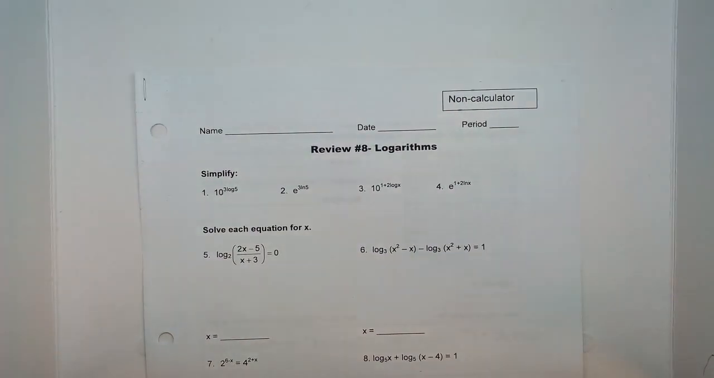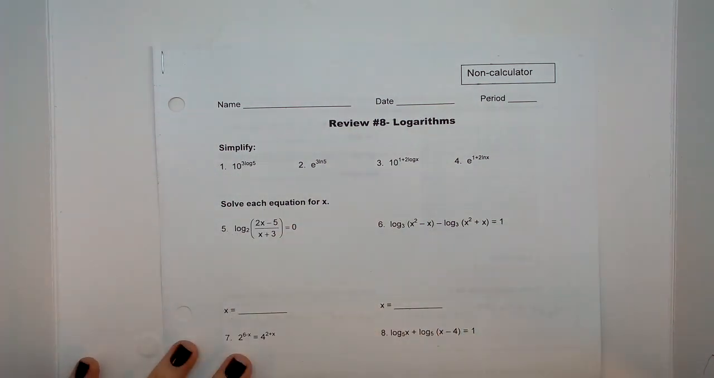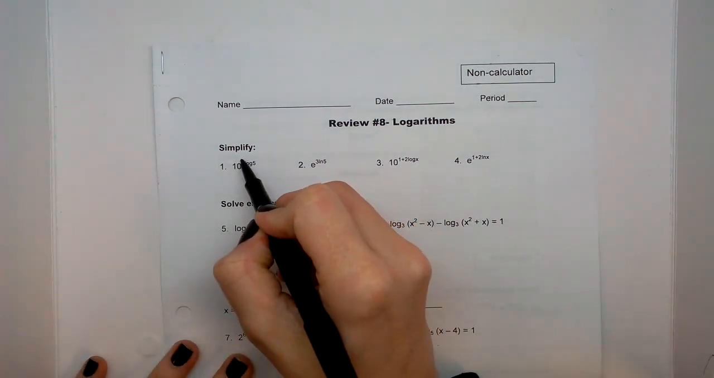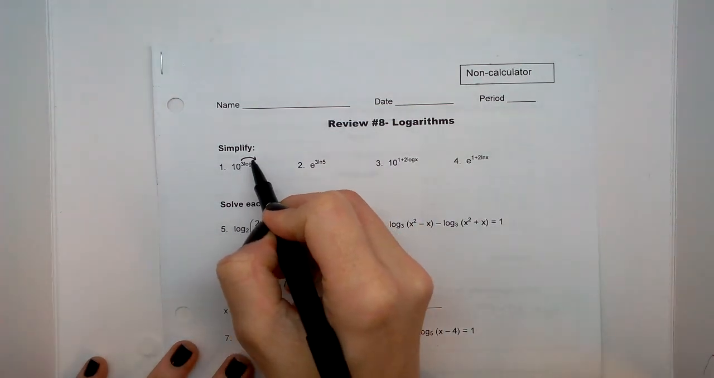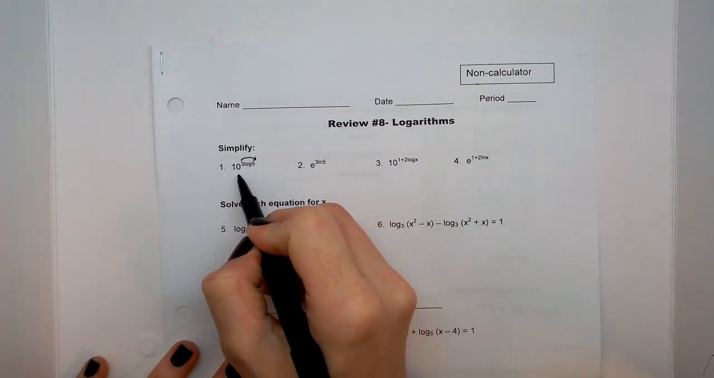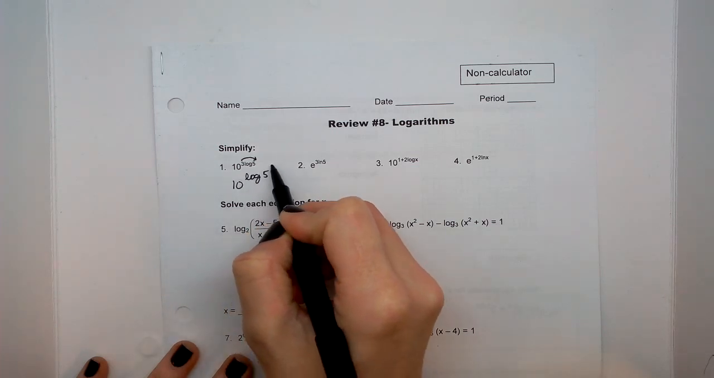This is the review for the test on logarithms. For number 1, we're asked to simplify. So the first thing you want to do is take the exponent and condense it. So I'm going to move the 3 to the exponent of the 5 so that I have 10 raised to the log 5 cubed.